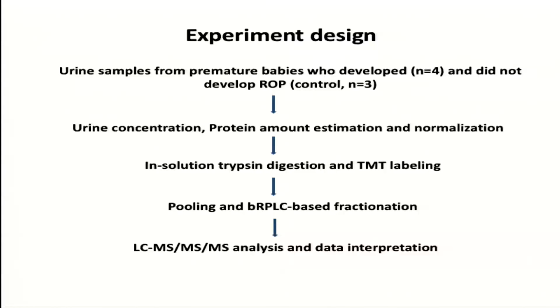TMT stands for tandem mass tags. These are isobaric tags. Basically, they have unique molecular weights. So once tagged, the mass spec is able to pick these up based on their masses, and you can go back and see what actually happened to the sample to which it was tagged. The samples were then pooled and subjected to basic reverse phase liquid chromatography-based fractionation and examined on the mass spectrometer.